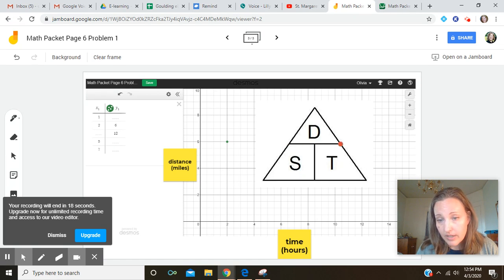So this little line right here is the vinculum. It's kind of like a vinculum. Speed is equal to distance divided by time. And we can use this to solve all kinds of things.